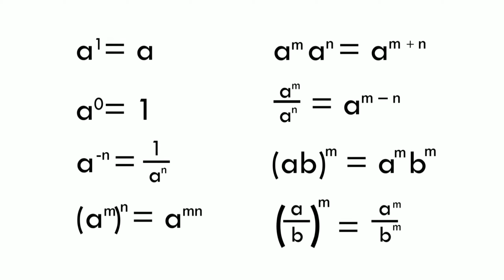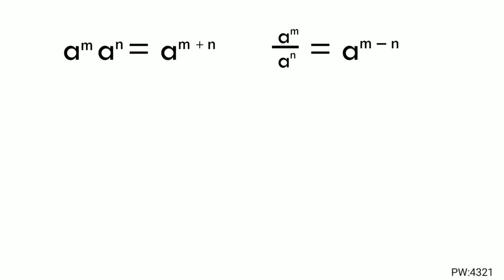Now we're done with the 4 laws. 4 more to go. Let's proceed with these 2. This law states that if you are multiplying a number with exponent, as long as they have the same base, then you simply copy the base number and add the two exponents.